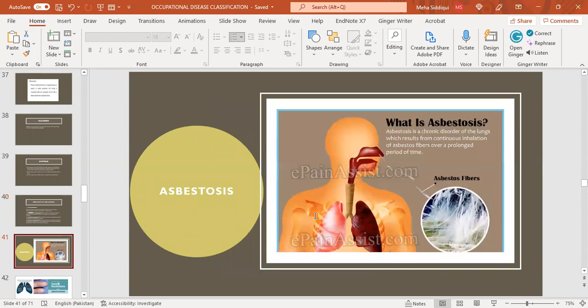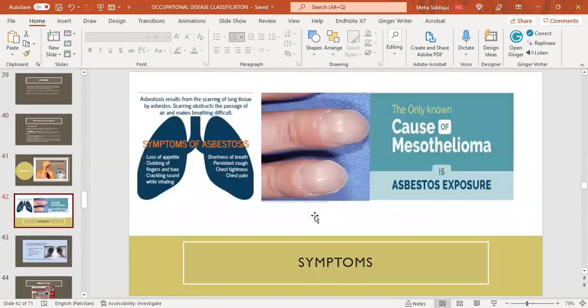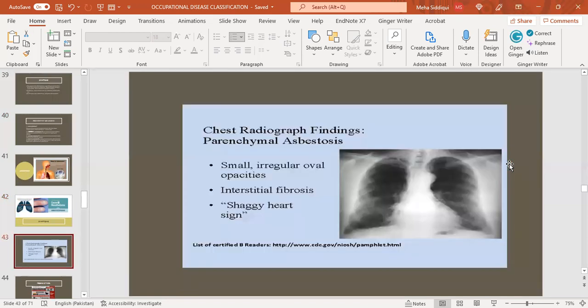Now moving on to asbestosis. It is a chronic disorder of the lungs which results from continuous inhalation of asbestos fibers over a prolonged period of time. It results from the scarring of lung tissue by asbestos, and scarring obstructs the passage of air and makes breathing difficult. The main symptoms are loss of appetite, clubbing of fingers and toes, crackling sound while inhaling, shortness of breath, persistent cough, chest tightness, chest pain, and it is the only cause of mesothelioma, which is a lung carcinoma. It is due to asbestos exposure.